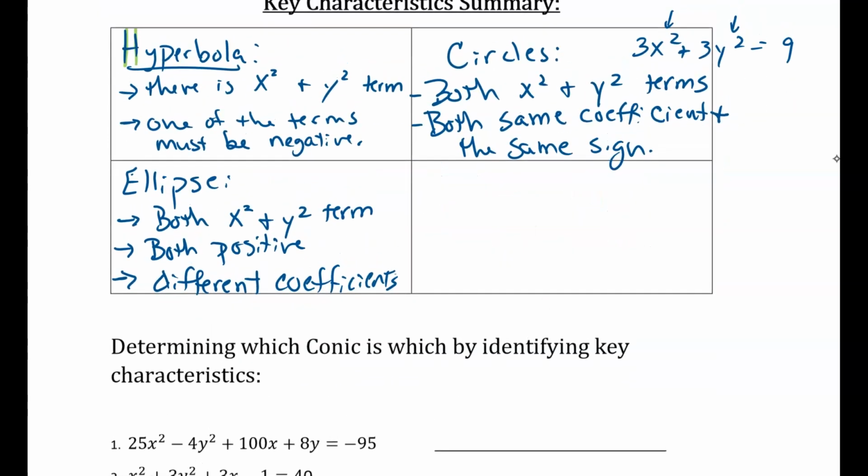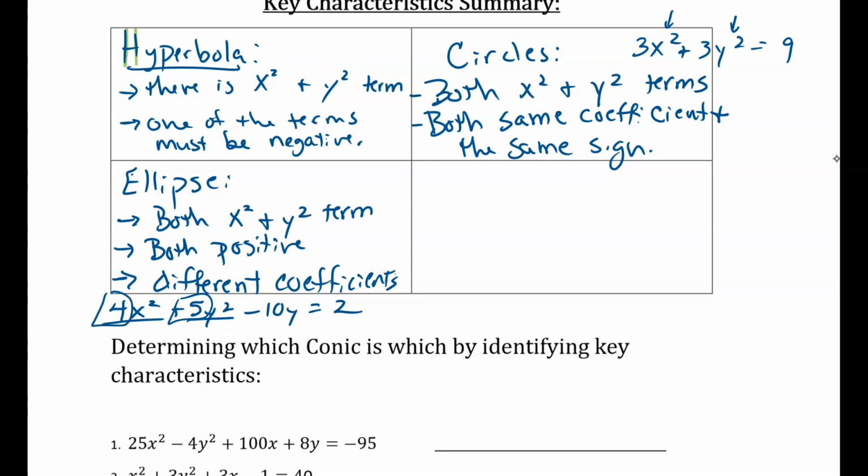Let me give you just a really silly example of this. You have 4x squared plus 5y squared minus 10y is equal to 2. Something in that manner would be an ellipse because both terms are there, they're both positive, and they're different from one another. We knew that would be an ellipse.